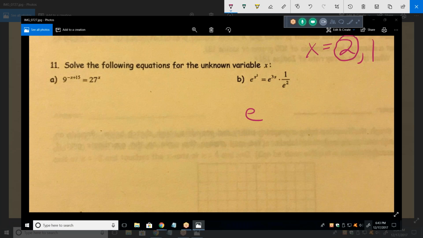So I'm trying 1. Plug it in. Tell me what the left side of the equation is. E to the 2nd is equal to... Hold on. Evaluate that when x equals 1. 1 squared, which is 1. Okay. So what's e to the... E to the 1st. Okay.